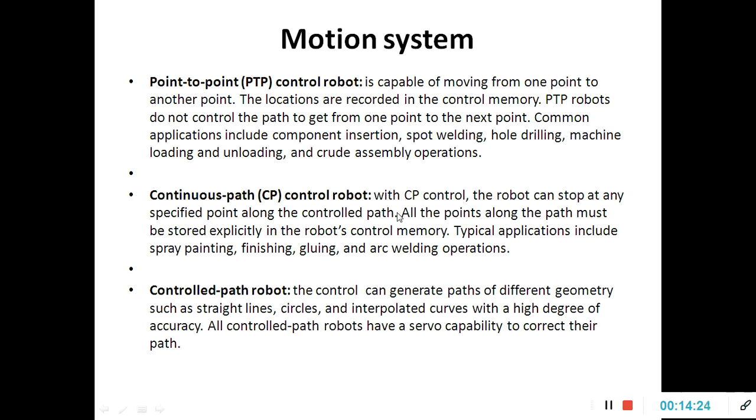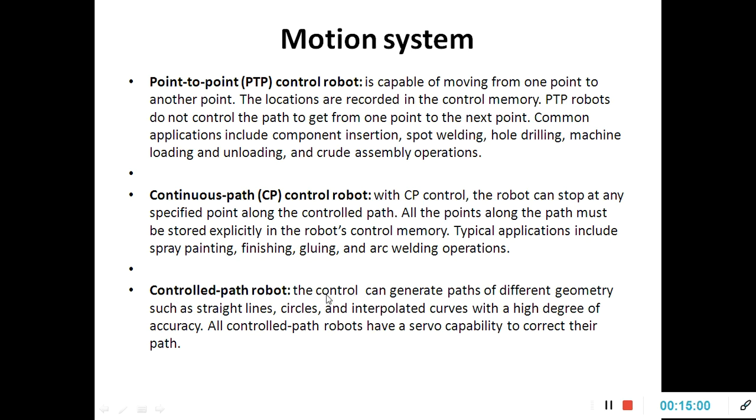Continuous path is a type of control where the robot cannot stop at a moment. It can be moved along a continuous path according to the coordinates given. For example, in arc welding, gas welding, spray painting, or gluing operations, applying glue to the surface of the workpiece. These require the continuous movement of a robot on a surface, and this can be accomplished with the help of a continuous path robot system.